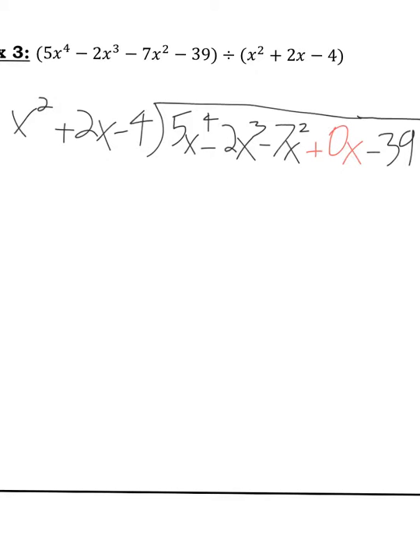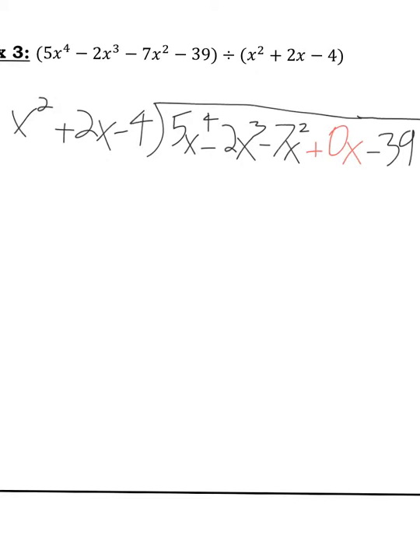Why did I do that? Because it skipped over that 0x term. It had something to the fourth power, third power, second power, nothing to the first power, and then it went to your constant term with minus 39. So I put in a plus 0x there, just kind of a placeholder, so that way I don't make a mistake later on down the line.